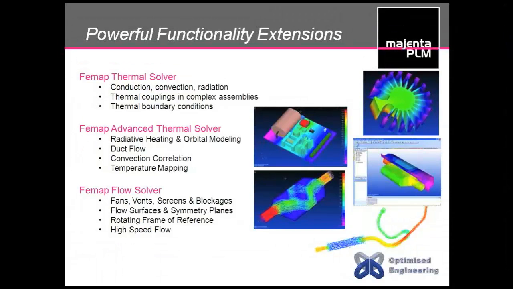We've got the thermal and advanced thermal solvers. The standard thermal solver allows you to simulate conduction, convection, and radiation, and define some thermal boundary conditions at the perimeters of your structure. The advanced thermal solver brings in duct flow, radiation, orbital modeling, so it's actually quite widely used in the satellite industry. And then there's the flow solver, which adds fluid flow capability to the thermal analysis.